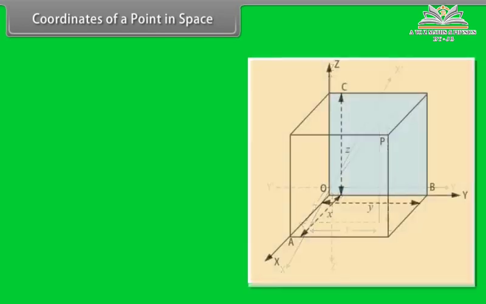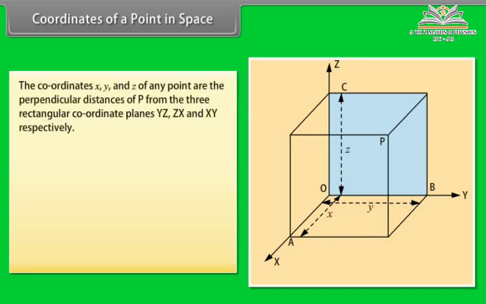Again, if we complete a rectangular parallelepiped through P with its three edges, OA, OB, and OC, meeting each other at O and OP as its main diagonal, then the lengths OA, OB, OC, that is X, Y, Z, are called the coordinates of the point P. The coordinates X, Y, and Z of any point are the perpendicular distances of P from the three rectangular coordinate planes YZ, ZX, and XY respectively.